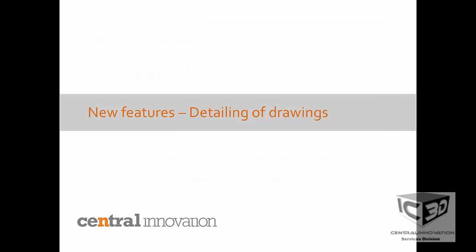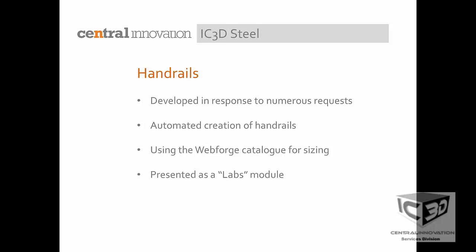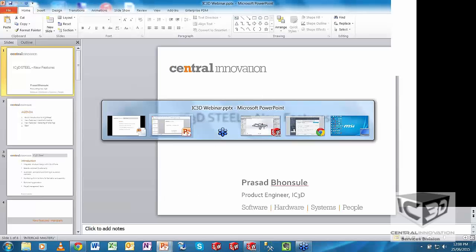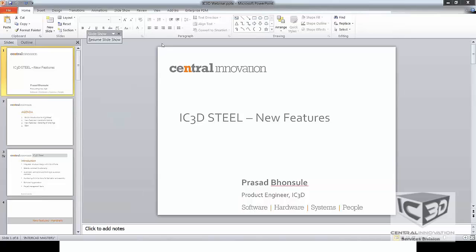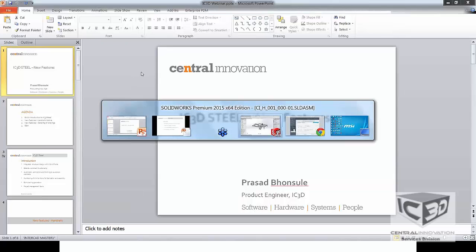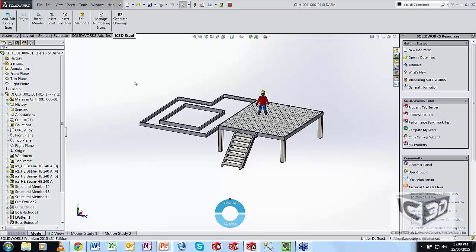So let's take a look at the handrails module. What I will do is switch to SolidWorks. Hopefully you should all be seeing an assembly on the screen, which I've got open inside of SolidWorks. If you can't see it, just indicate in the chat, and I'll try to refresh my screen, but I'll just assume that you're seeing it. So this is a very simple platform, and I'm going to go through a few examples of the handrails module and how it works.